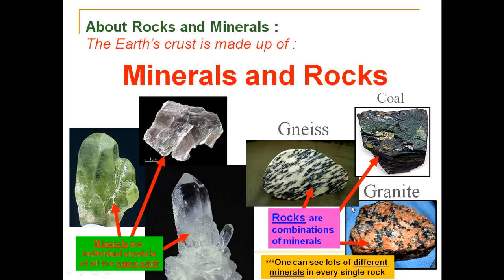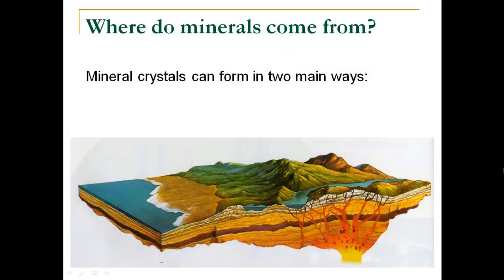Second one, this is gneiss, the pronunciation is nice. The white color part represents the quartz mineral, the black represents the mica or the golden color. This rock is basically formed due to the metamorphism of granite rock. Coal. Coal is basically a sedimentary rock and it contains more carbon. Now you might be wondering where these minerals come from.